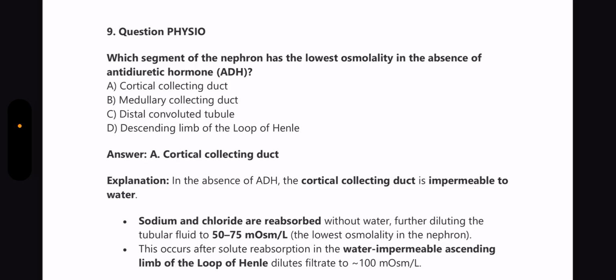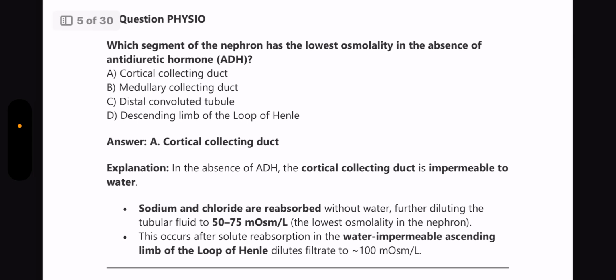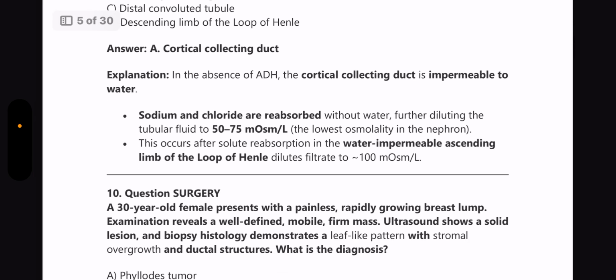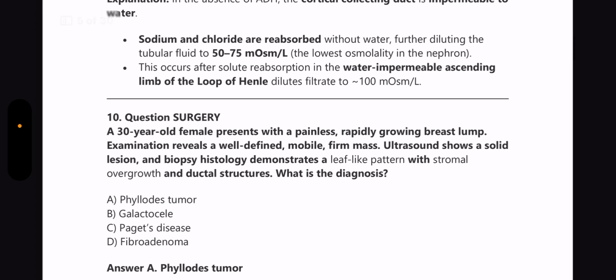Which segment of the nephron has the lowest osmolality in the absence of ADH? The answer to this question is the cortical collecting duct. In the absence of ADH, the cortical collecting duct is impermeable to water. So sodium and chloride are reabsorbed without water, further diluting the tubular fluid to 50 to 75 milliosmoles per liter, the lowest osmolality in the nephron. This occurs after the solute reabsorption in the water impermeable ascending limb of loop of Henle, which dilutes filtrate to 100 milliosmoles per liter. Next question from surgery.